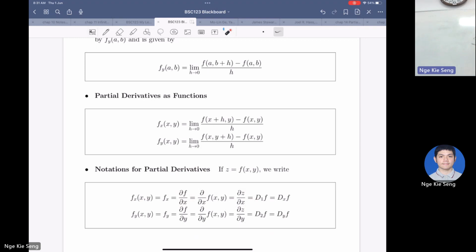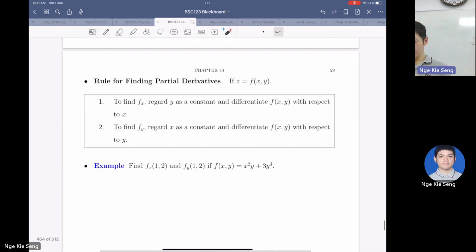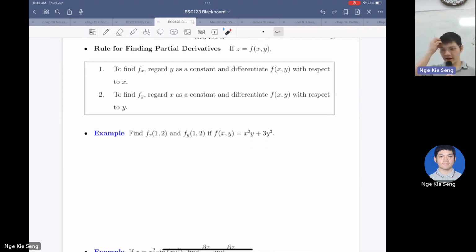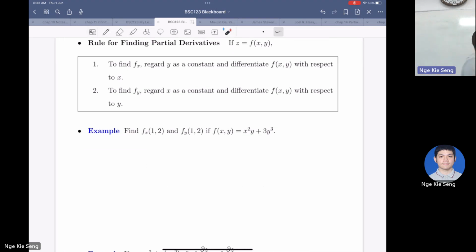x and y. Usually we call the x to be 1, y to be 2. Or we just put a capital D subscript x. Then these are different notations here. Okay, so how to find partial derivative? So this is the rule. You don't need to work from the definition of limit. You just start from here.